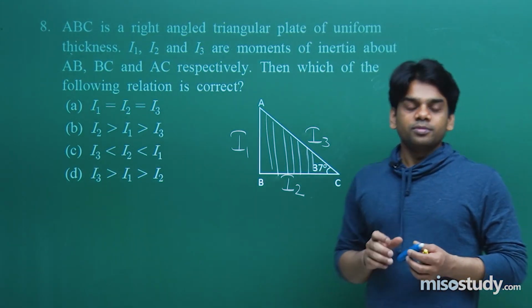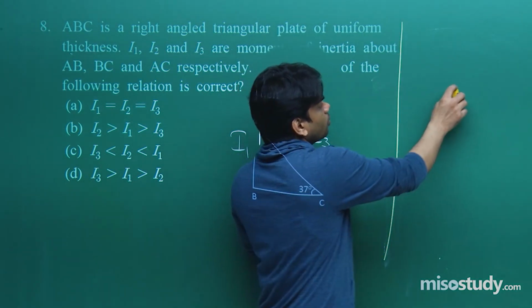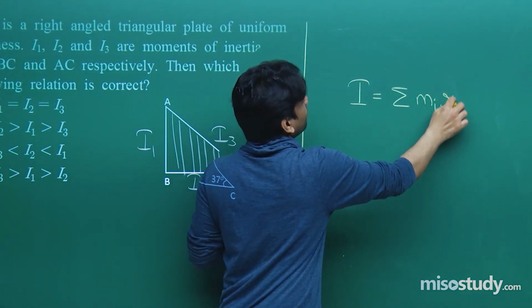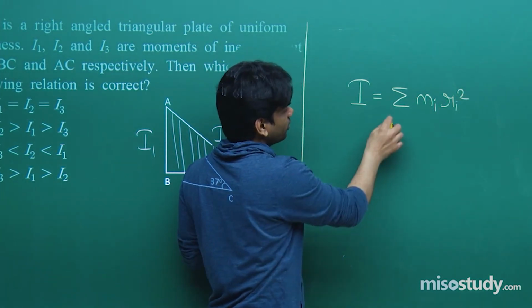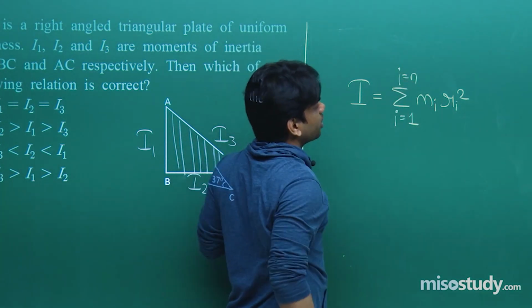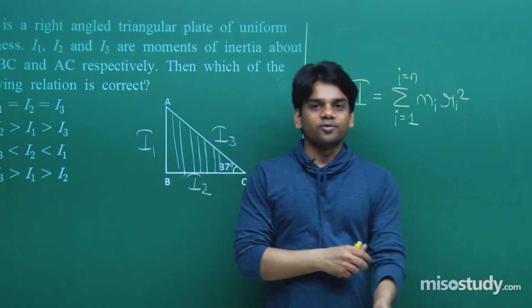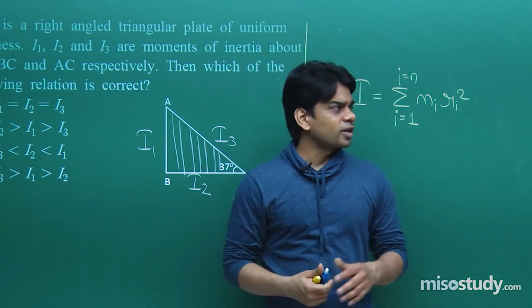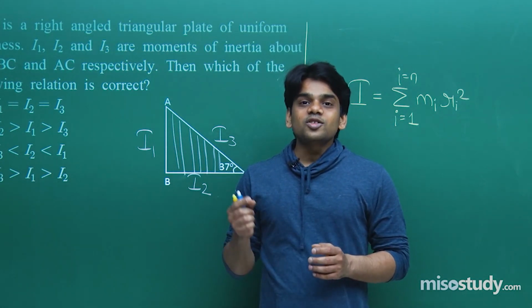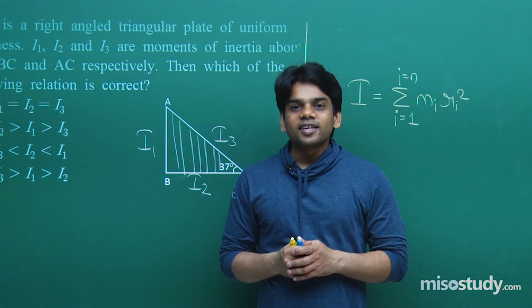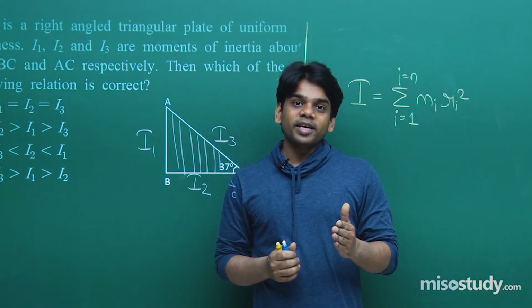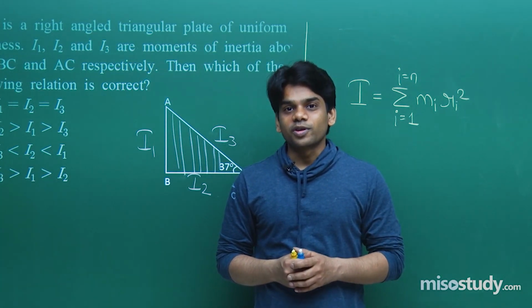Now we all know that moment of inertia is sigma m_i r_i whole square, where i starts from 1 to i equals n, as many number of particles as there are within the system. For any distributed mass system, you can employ this formula. That means the distance of the point mass from the axis decides the moment of inertia. How the distribution of mass will be from the axis will decide the moment of inertia.